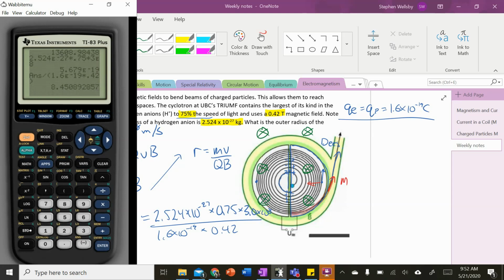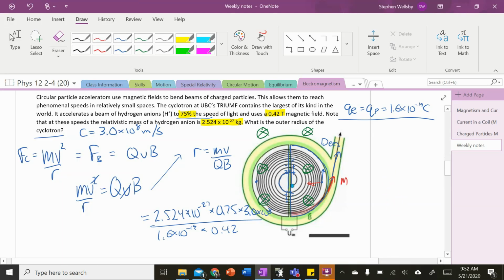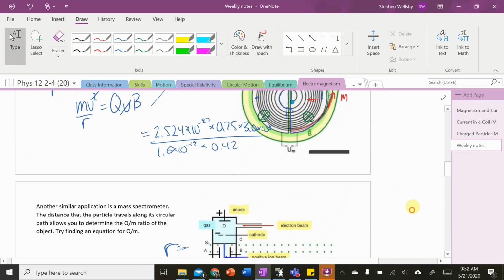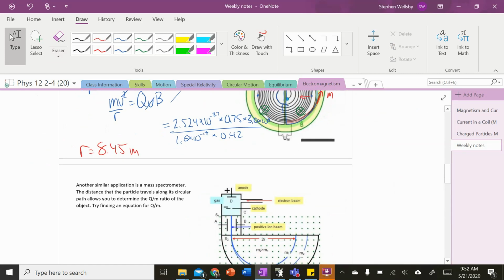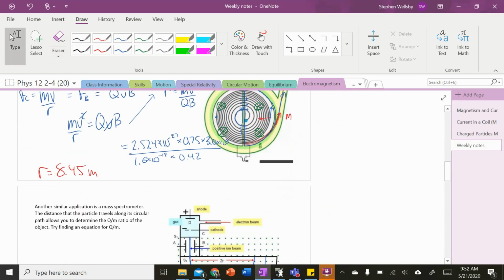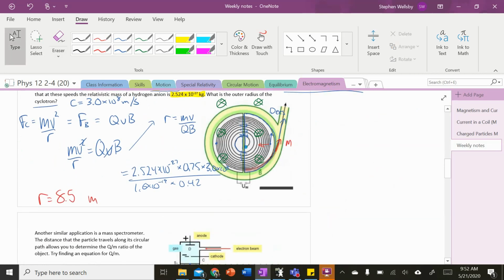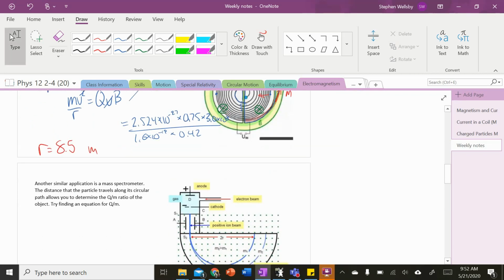And that gives me 8.45. So that is the correct answer. The outer radius R equals 8.45 meters. And do I have the correct number of sig figs? Let's see. No, it should be 8.5 meters. Okay, so there we go. The particle accelerator at UBC accelerates particles to 75% the speed of light because they have an 8.5 meter radius cyclotron. Okay. So another similar application to this is called a mass spectrometer.